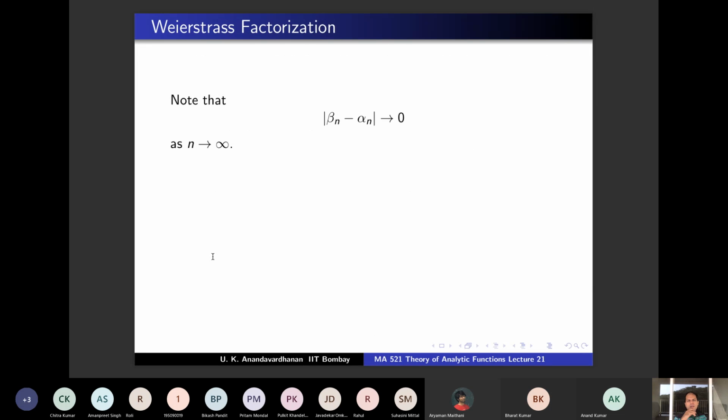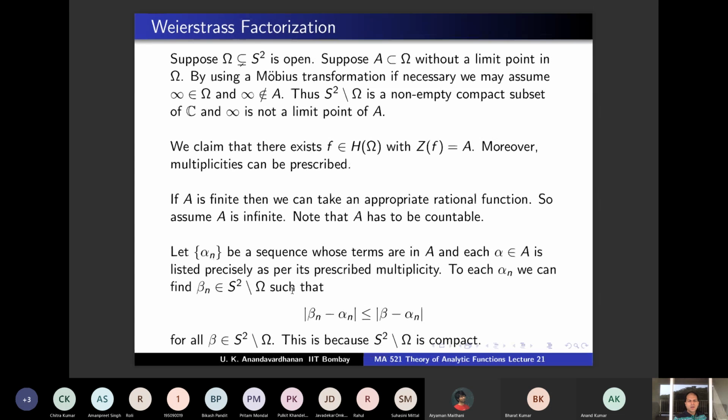And the next observation is that the modulus of beta n minus alpha n goes to 0 as n goes to infinity. So you have got such beta n, and the claim is this goes to 0 as n goes to infinity. So why is that? You can keep a picture in mind. S2 minus omega is a certain compact set in C. So visualize something like a unit disk, a compact set in C. And where are alpha n's? Alpha n's are outside that, and beta n is in S2 minus omega. So beta n is part of this compact set.